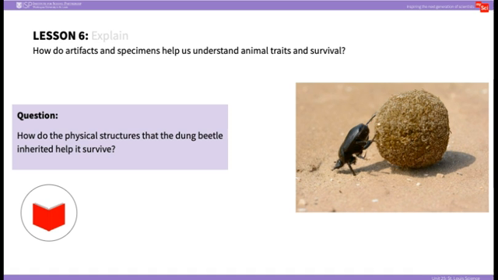In the Explain portion of this lesson, students will read Behold the Beautiful Dung Beetle. They'll learn that parents don't only pass on traits that affect an organism's appearance. They'll discuss the different traits that parents pass on that help their offspring to survive.